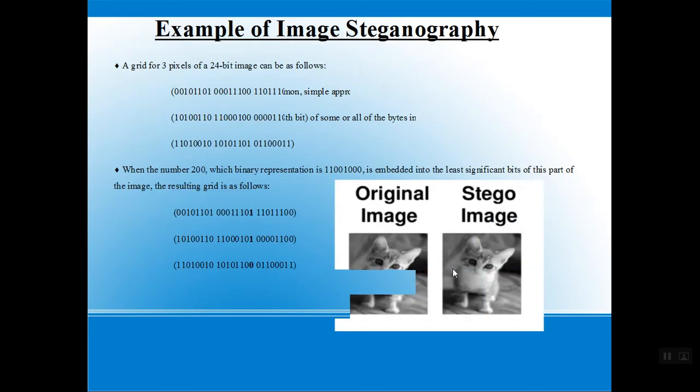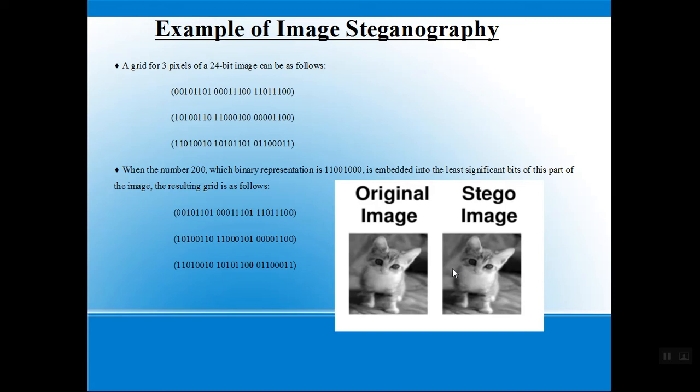Now moving on to the example of image steganography. As you can see, a grid for 3 pixels of a 24-bit image can be as follows. You can see the binary representation of the image. Now when the number 200, whose binary representation is 11001000, is embedded into the least significant bits of this part of the image, the resulting grid is as follows. You can see the bold numbers as the changed bits. Now when you change this, the original image and stego image remain the same, as the changes are not visible to a human eye.